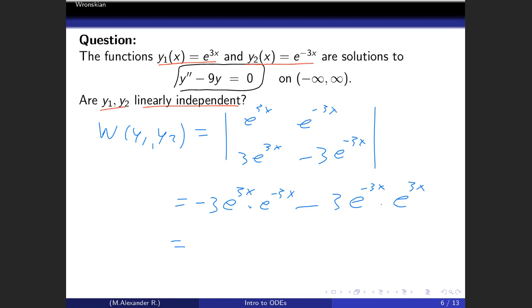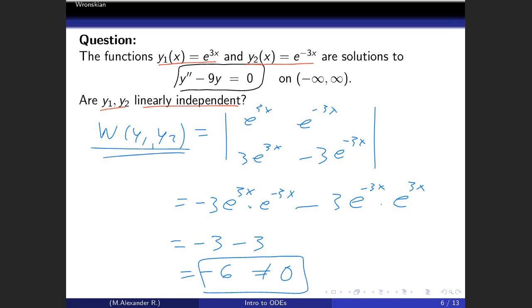So the exponentials cancel out. If you have the same base, different powers, you add the powers, and then you will see that it gives you 0. But e to the 0 is 1. So this is negative 3 minus 3, and so this gives you negative 6, which means that this is never equal to 0. So -6 is never equal to 0.